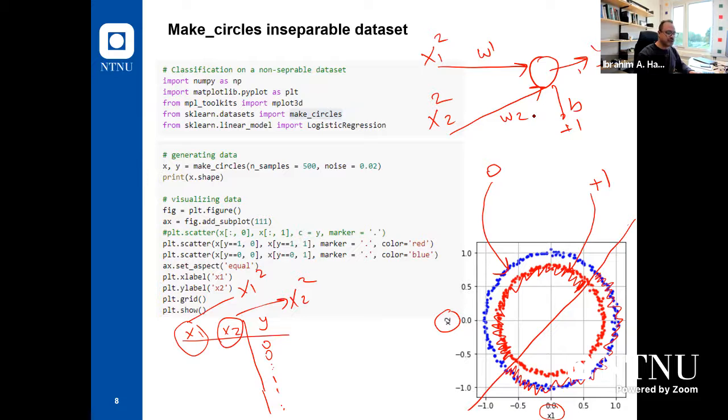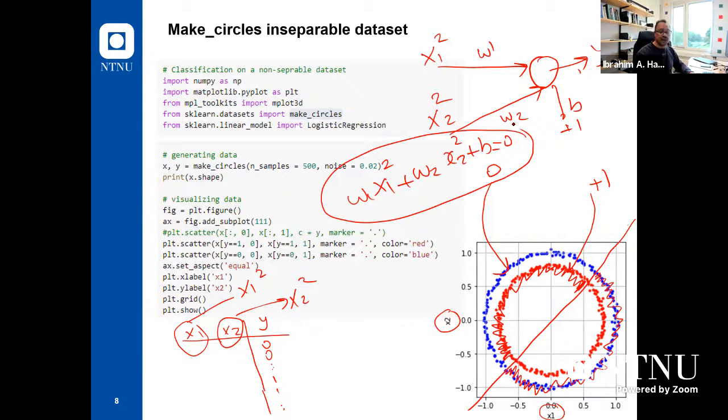If we need to write the decision line here, it will be omega1 x1 square plus omega2 x2 square plus b equals 0. And if we look into this equation, in fact, it's the equation of a circle. So if we set omega1 equal omega2 equal, for example, 1, this equation will be x1 square plus x2 square equals minus b, or you can just say it equals r square.